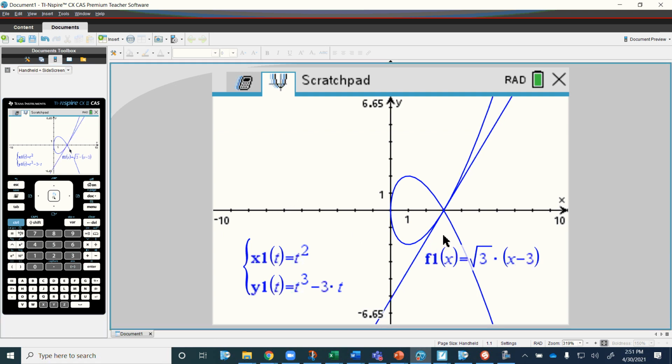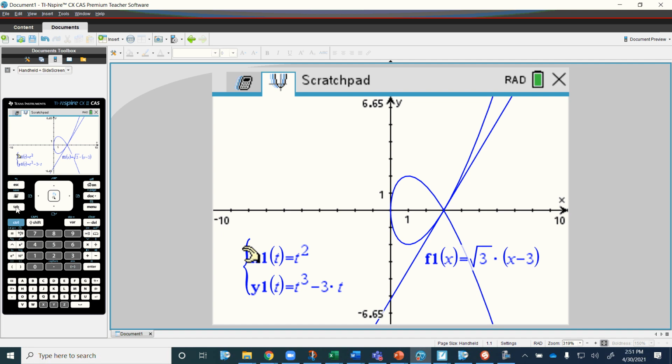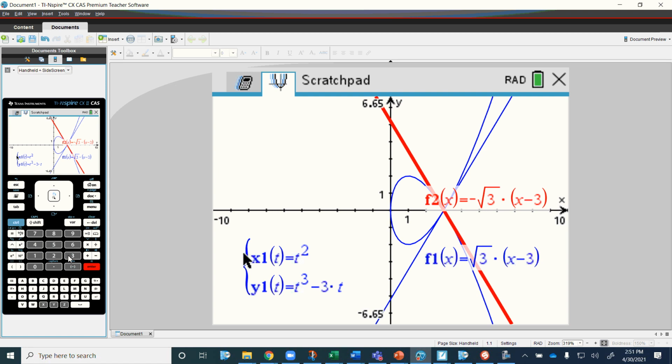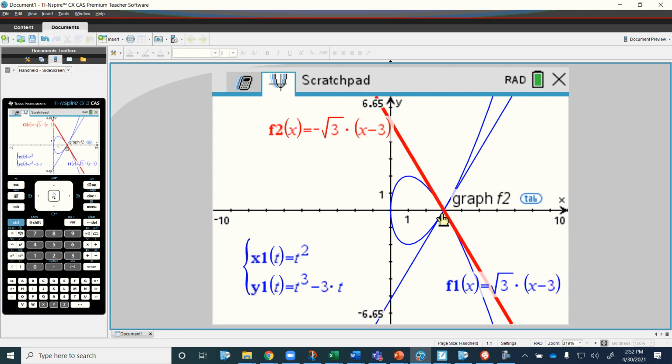And it really does look like it's tangent at that point. The second one that we had was negative square root of 3 times (x minus 3). And yeah, there's our second tangent line at that point (3, 0) for the parametric function where it crosses itself at (3, 0).